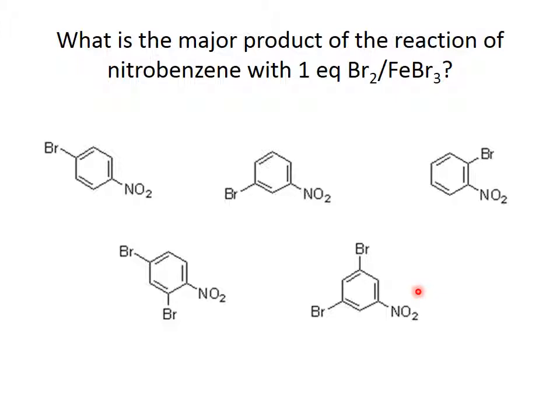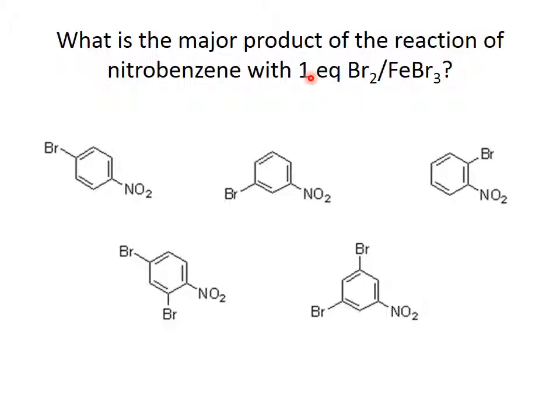So what is a major product of the reaction of nitrobenzene with one equivalent of bromine and iron 3 bromide? Well, if I look at nitrobenzene, the nitro group is a meta-director. So I'm going to look for meta-direction. Now, if I look, this is para, this is meta, that's ortho, ortho and para, and meta. So it's either going to be this one or this one based on meta-direction.